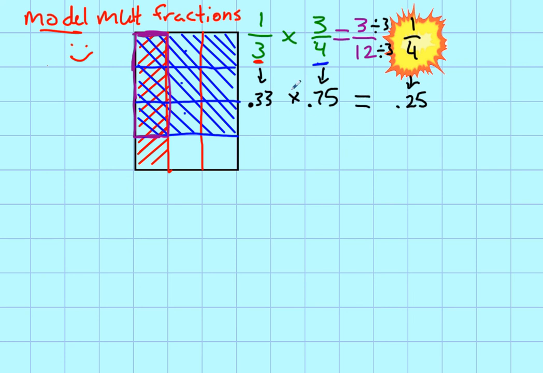This is a true statement. You just did it. Okay. But now here's the thing. 0.33, 0.75, those are your factors. And both of these are bigger than your product, than your answer here.